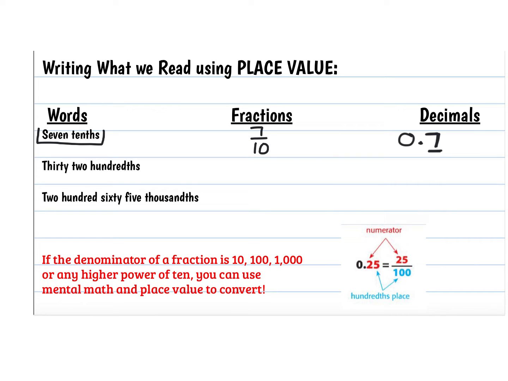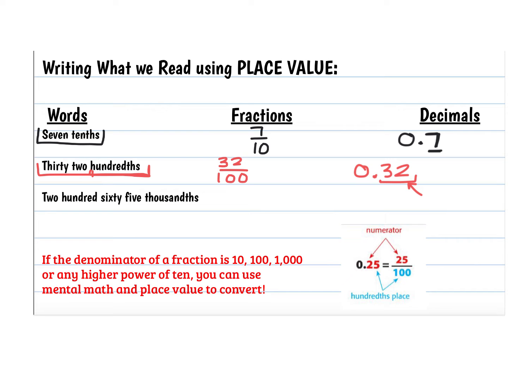If I have 32 hundredths, so 32 would be my numerator, hundredths would be my denominator, and then as we think back to decimals, hundredths, remember, is two places over to the right, so 0.32. I would say 32 hundredths because the 2 ends in the hundredths place.